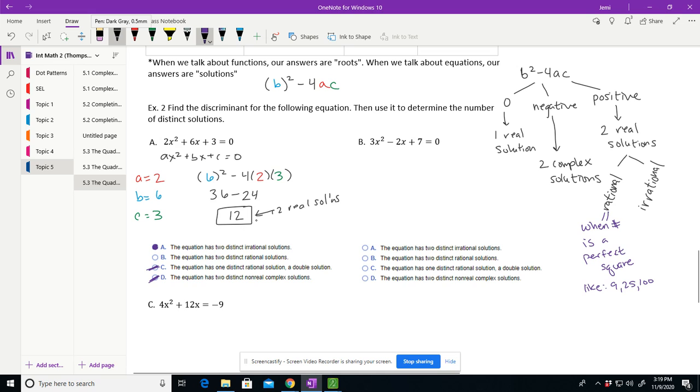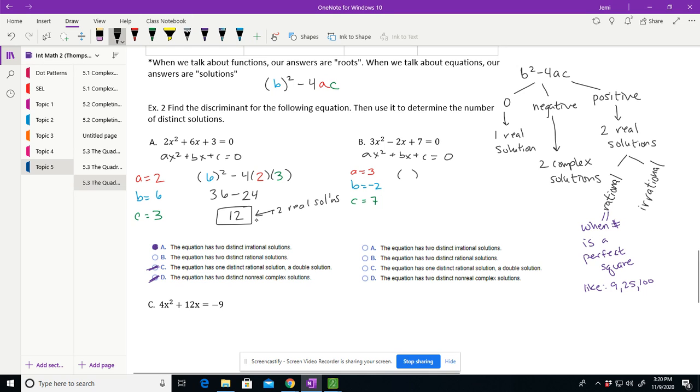Okay. So for B, please pause this video and go ahead and find the value of the discriminant and take a guess for whether that discriminant gives you solutions that fit under A, B, C, or D. All right? So go ahead, pause, and then come back to find out if you did it correctly. Okay, so you should have already tried this problem. I'm going to go ahead and work it out here.